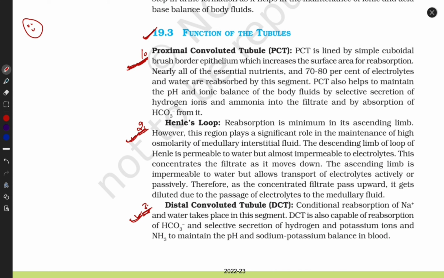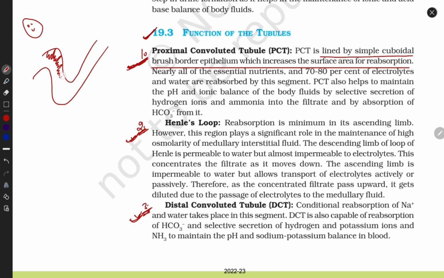Let's start with PCT. PCT is lined with simple cuboidal brush border epithelium, which increases the surface area of reabsorption. Brush border, what do they do? They increase surface area for absorption. They absorb more and more things. What do they absorb? Essential nutrients, like 70 to 80% of electrolytes absorbed by PCT. 70 to 80% water absorbed by PCT. Means if 100% filtrate goes forward, then 80 to 90% absorption is done by PCT.